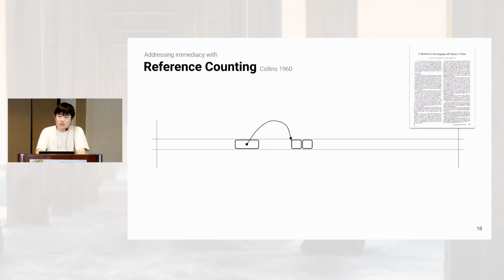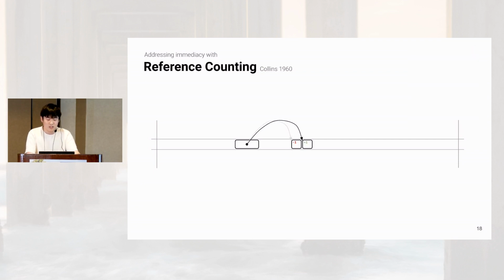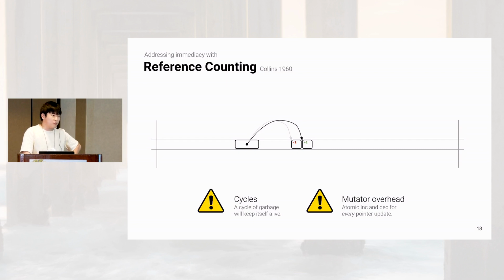Well, however, LXR uses reference counting, again like the previous talk, to solve this issue. The naive reference counting algorithm in 1960 simply checks each pointer update: it tracks each pointer update and applies a decrement to the overwritten object and an increment to the new object. It also reclaims objects with zero reference counts. However, this has completely different issues.